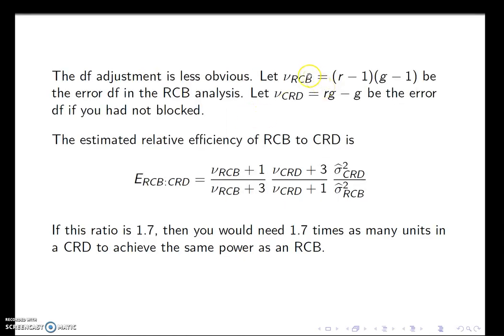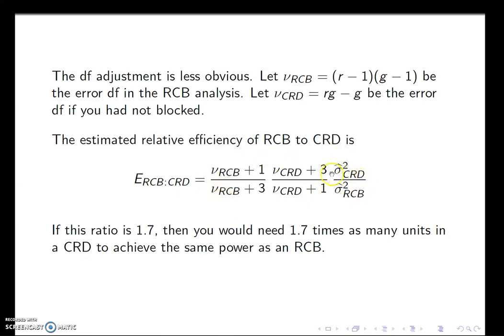Then we can find our degrees of freedom for the randomized complete block, or degrees of freedom for the CRD, plug those along with the variances into this relative efficiency. I always write RE, and that just makes more sense to me. You can write E or RE, but I do like his notation here because it reminds us what it's for. It's for a randomized complete block to a completely randomized design. And so we get that ratio.